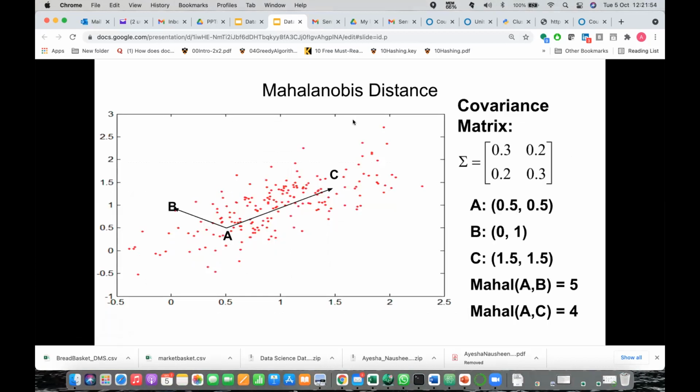So a Mahalanobis distance example is given here. A matrix and three points are given: A is 0.5, 0.5, B is 0, 1, and C is 1.5, 1.5. Then the Mahalanobis distance between A and B is 5, and between A and C it is 4. When we look in the space, A and C look very far, and A and B close.